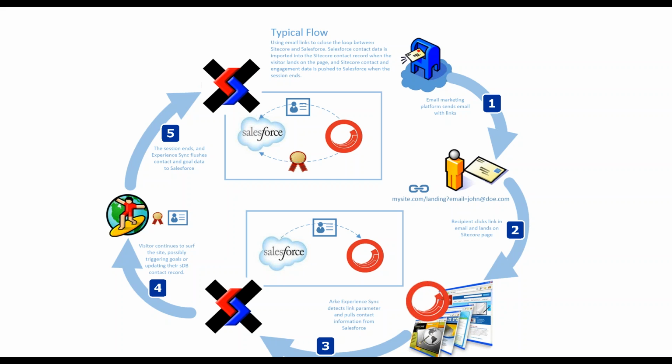If somebody came in through an email link, we would identify them. We would synchronize their Salesforce data. We would pull their Salesforce data into Sitecore. We would allow them to surf around. They might trigger goals. They might change their contact information. And at the end of every session, we're going to push identified contacts' data back into Salesforce, both their contact changes and their goal table.